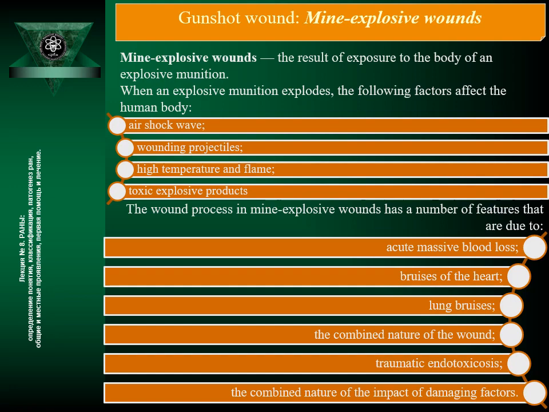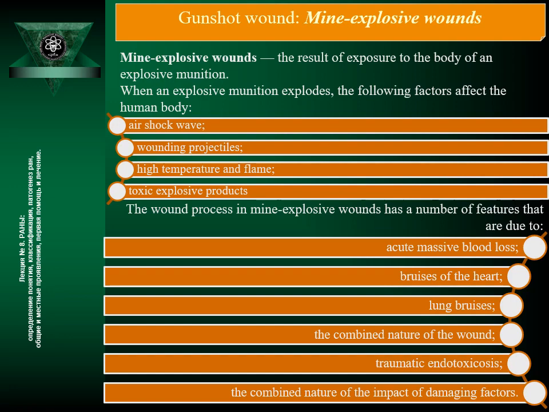So, mine explosive trauma is often accompanied by acute massive blood loss. Considering the impact of the shock wave, mine blast trauma is very often combined with a bruised heart, that is, a closed chest injury accompanied by a bruised heart and a bruised lung, and quite often it is accompanied by a traumatic brain injury. That is, the injury is of a combined nature. We damage not only the skin and integumentary tissues in the form of wounds, we can often have damage to various organs and systems.